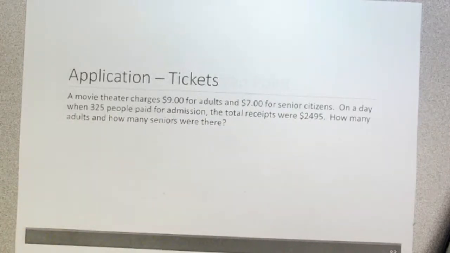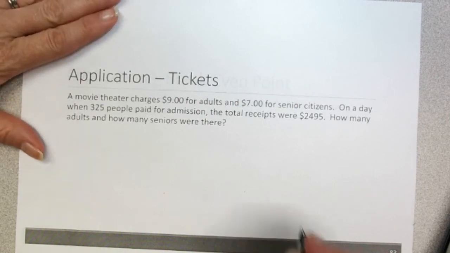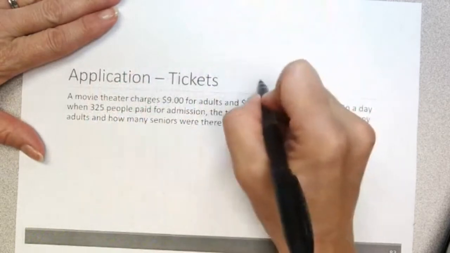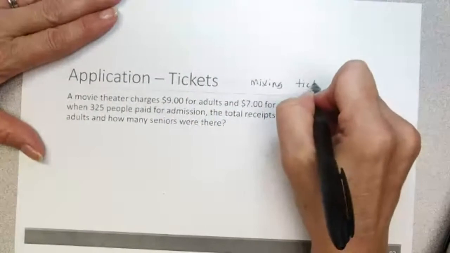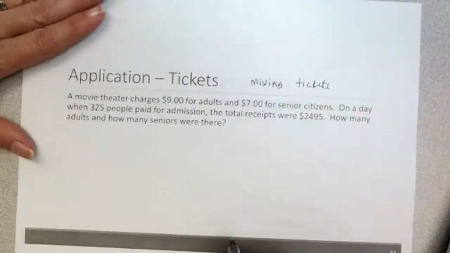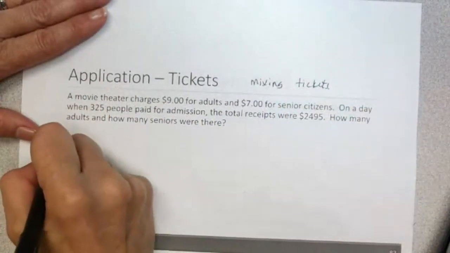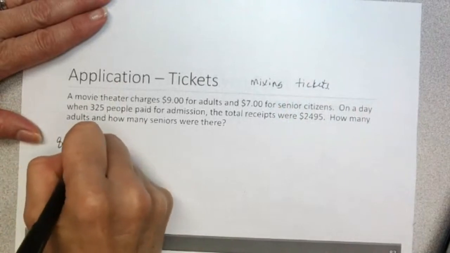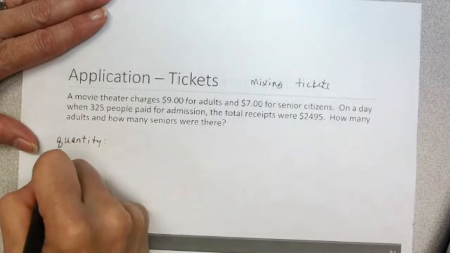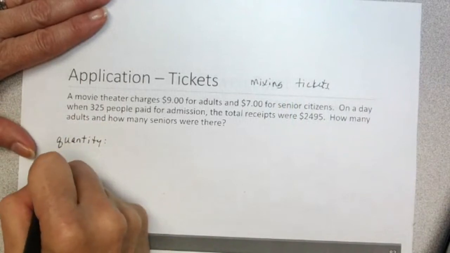Well, the first question I always ask myself is, is this a mixture problem? Yeah, I think it is. We're mixing adult tickets and senior citizen tickets, right? Since we're mixing these two types of tickets, I want this to be a mixture problem. So then I want to try to write a quantity equation and a value equation. That is the framework that works very nicely for solving mixture type problems.